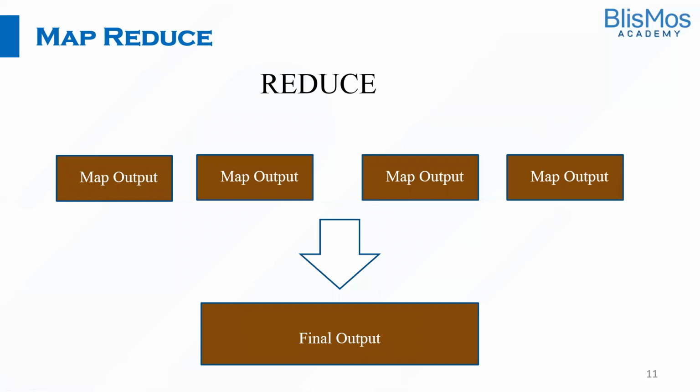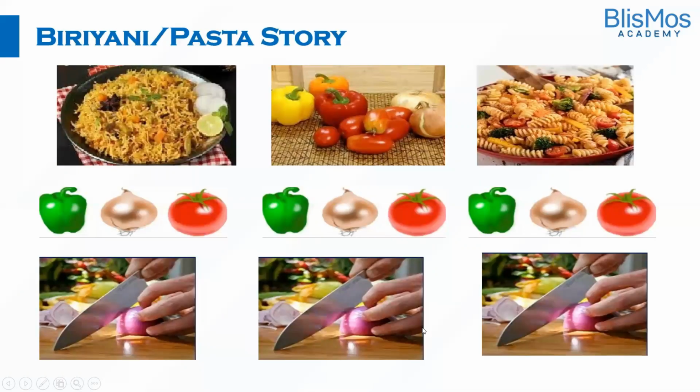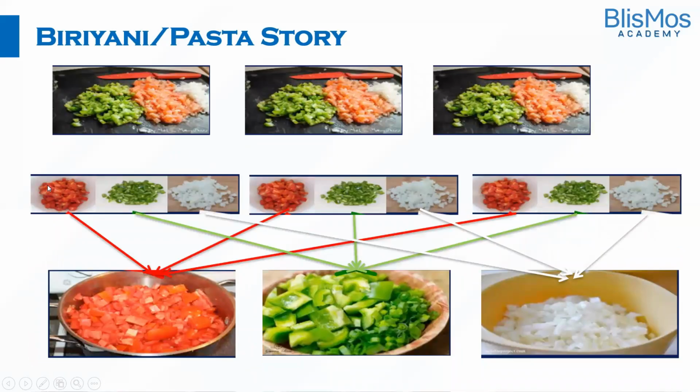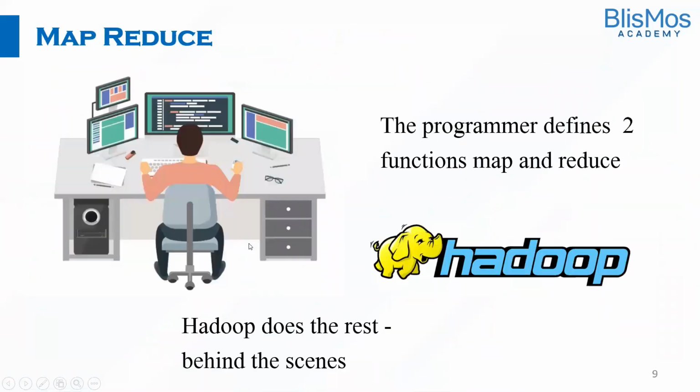Then what the reduce step does is it takes the map output, acts on it, processes it, and produces the final output. If you remember our pasta or biryani story, think of this as the map phase where the parallel processing of the data is being done. These are the intermediate outputs produced by the map phase, and the reducer takes this as input and combines the values of intermediate results from the map phase. That is what is happening in the map and reduce phases.